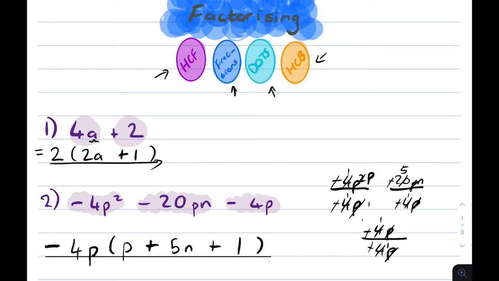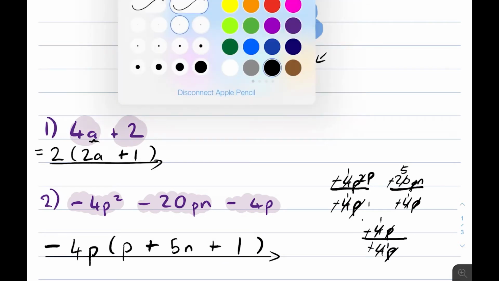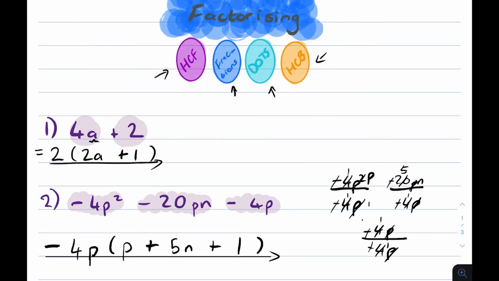Now, you can again check, and you can see that negative 4p times p is negative 4p squared. Negative 4p times positive 5n is negative 20pn. And negative 4p times positive 1 is negative 4p. So you're just checking that you're getting full marks for these ones because it's not that difficult.